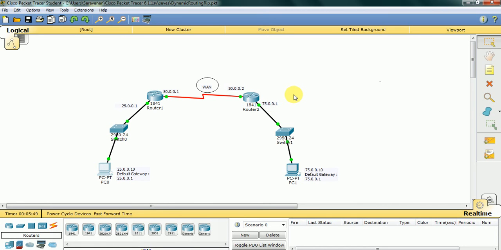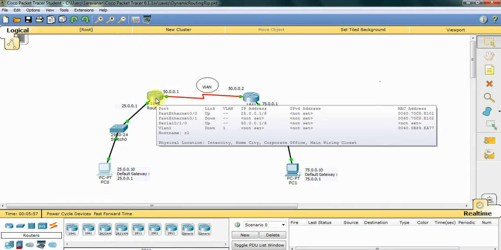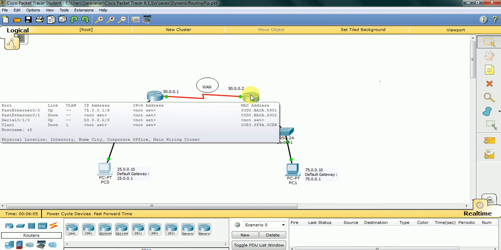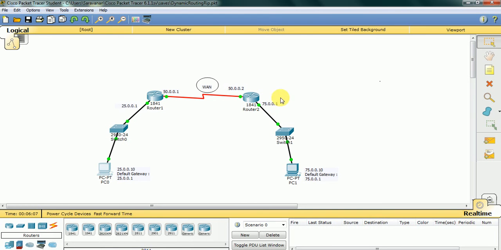When we go for static routing, as a network administrator, manually we have to fill that routing table for each and every router. That is, we have to tell about this 75 network to the system, and we have to tell about this 25 network to the system. But in case of dynamic routing, we are going to deploy some protocol. In this, we are going to use this Routing Information Protocol. So let us do that.